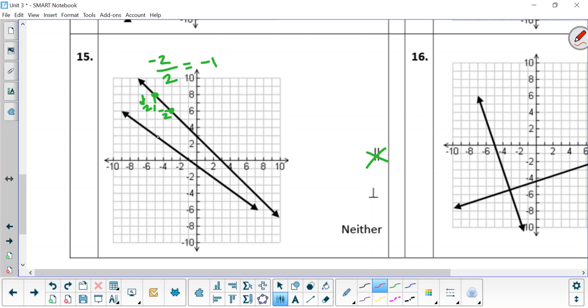Let's check our second one. Here's one, and looks like here's one. So we're going down 1, 2, 3, and then over 1, 2, 3, 4. So that is a -3/4 slope. Not opposite reciprocals, so it is another neither.